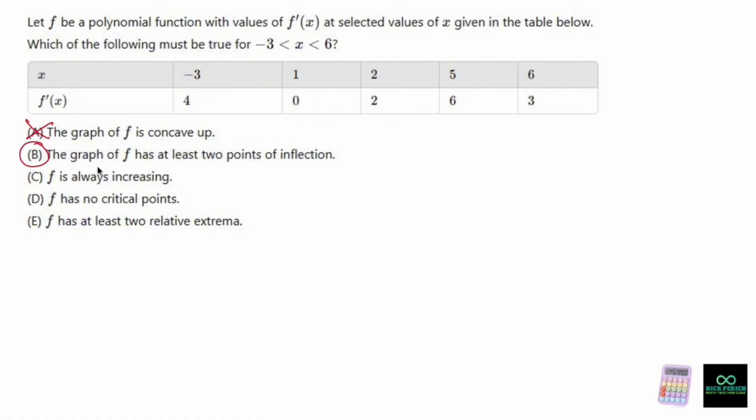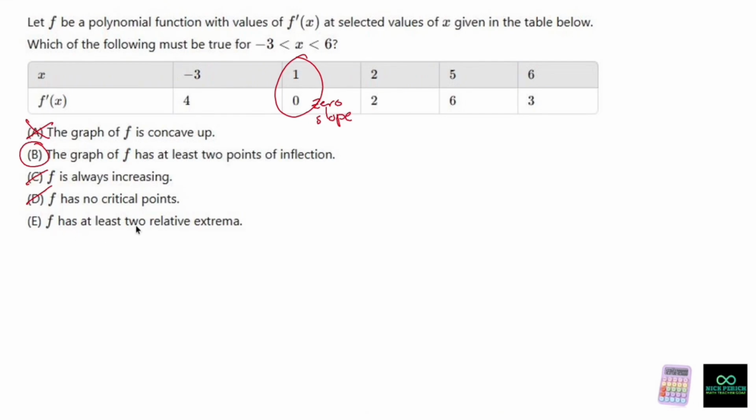Now let's rule out the others. F is always increasing. That's false because f prime of 1 is 0, which means we have a 0 slope right there, so it's not always increasing, so C won't work. F has no critical points. Well, that's not true because there's one right there. And so you're not right.